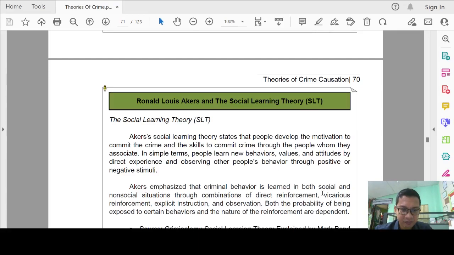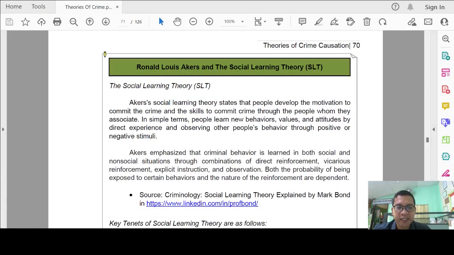So, ibig sabihin, the motivation itself develops when we say something or someone becomes successful in their behaviors, in their skills. No? In simple terms, people learn behaviors, values, and attitude by direct experience and observing other people's behavior through positive or negative stimuli. So Akers emphasized that criminal behavior is learned in both social and non-social situations through a combination of direct reinforcement, vicarious reinforcement, explicit instruction, and observation. Both the probability of being exposed to certain behaviors and the nature of reinforcement are dependent.